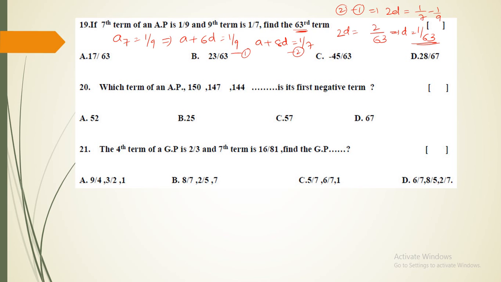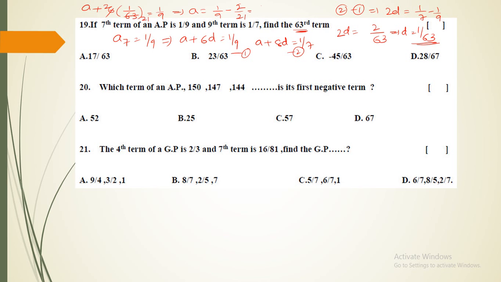So if D is equal to 1 by 63, then you can find the value of A, no? So what are you going to get? If D is equal to 1 by 63, A plus 6 into 1 by 63 is equal to 1 by 9. Now in 3 table, if I cancel it out, 3 2s are 6, 3 21s are 63. So from this, A is equal to 1 by 9 minus 1 by 21, right? Then sorry, not 1 by 21, it is 2 by 21.